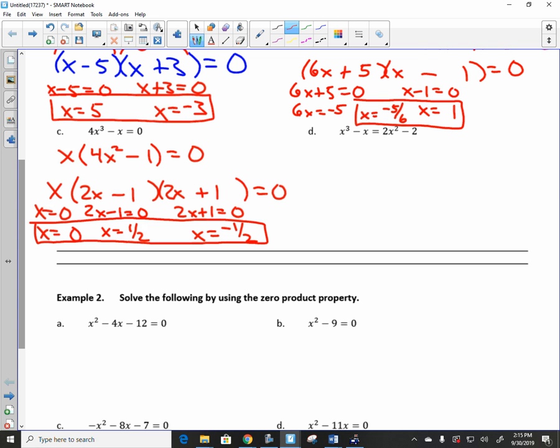This is the last example we're going to do together, and then you're going to try a couple on your own, and then we'll get to the worksheet. I must start here by getting everything on one side. X cubed, I'm going to subtract 2x squared from both sides. So I have a minus 2x squared. You can see I have a minus x, and then I'll add 2 to both sides.